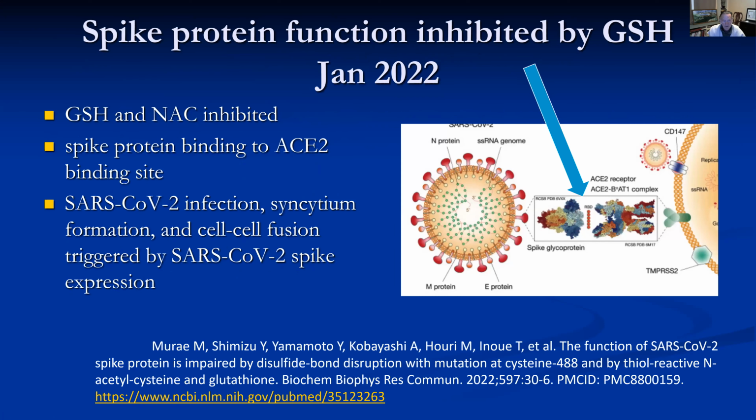It turns out that in January of 2022, a paper was published that shows that increased levels of glutathione and its antioxidant function will prevent the binding of the S protein from COVID-19 to the ACE2 receptor. And this may explain why some people seem to be immune to contracting COVID-19.